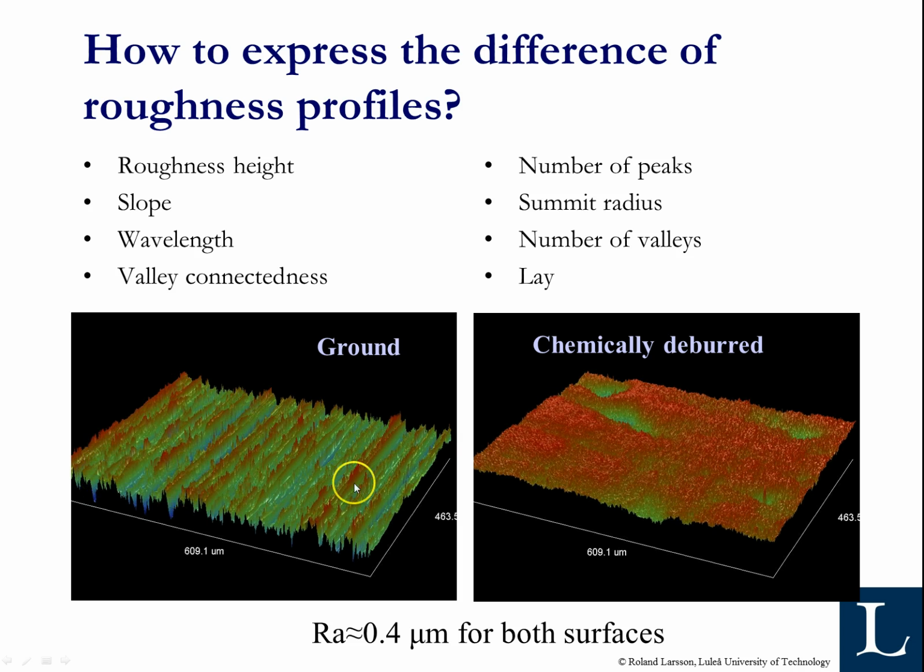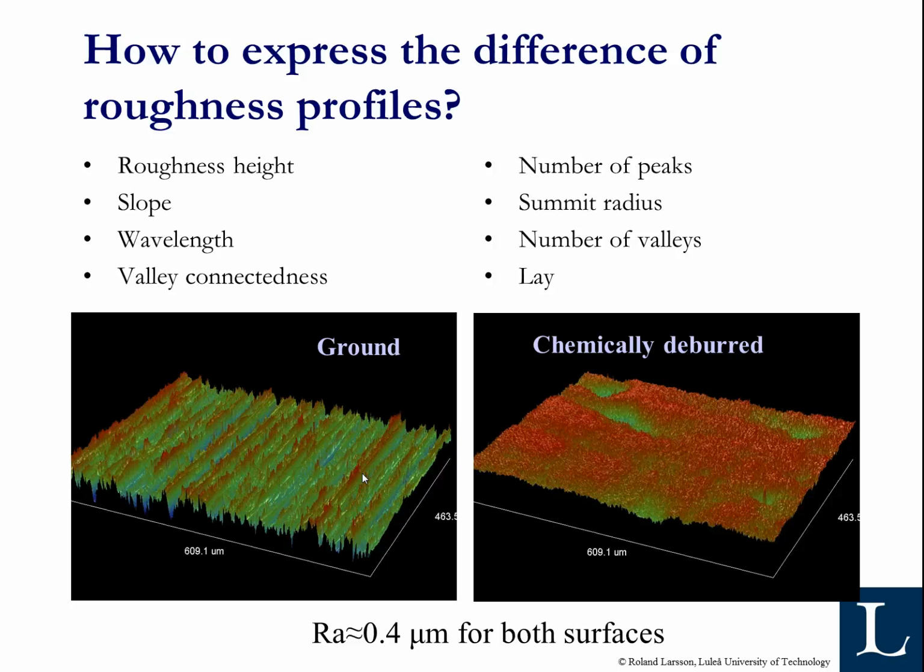And of course, if you have a landscape like this, this is a ground surface, this is a special treatment called chemically deburred. You have many ways to describe a landscape like this. As we have been discussing, the roughness height, the slope. You can also talk about some kind of wavelength here. You can start counting the number of peaks. If you focus on one of these peaks, what is the summit radius? Because from contact mechanics, you remember that a small radius will penetrate the surface much more than a big radius.